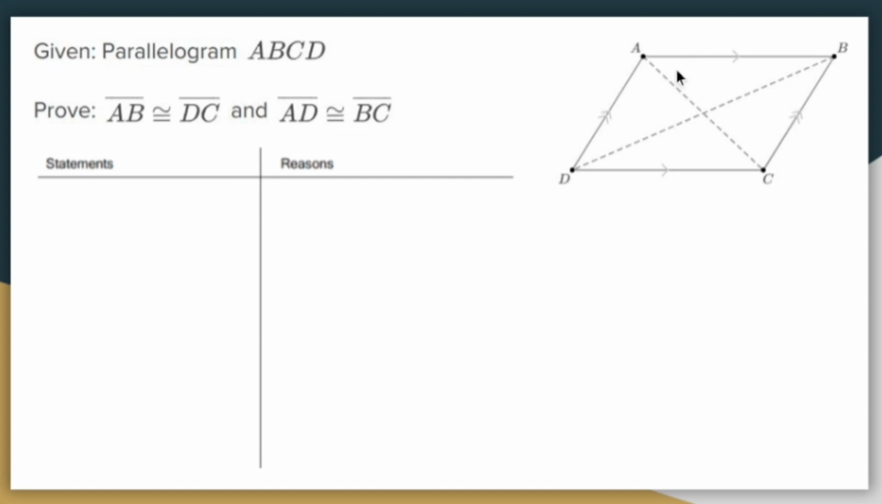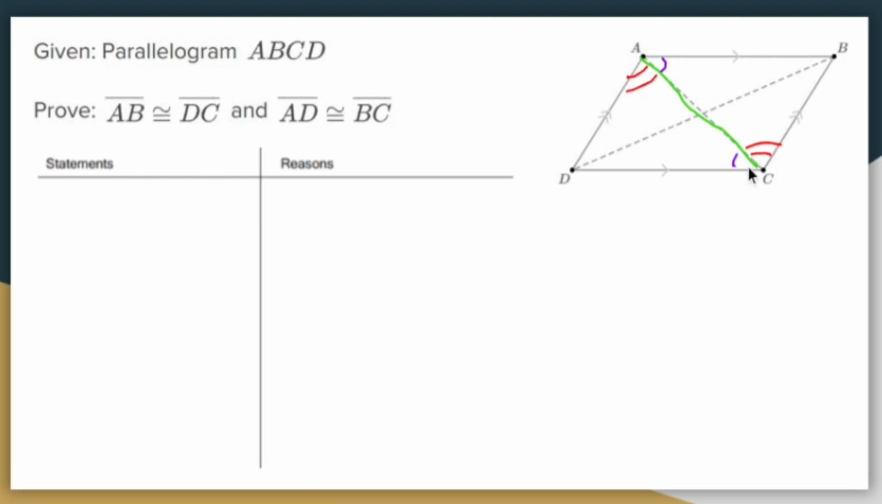And usually when they give you parallel information, you're thinking alternate interior angle thoughts. So I'm going to focus on AB and DC, and I'm going to say that these two guys are congruent because they're alternate interior angles. And I'm also going to say that these two guys are congruent for the same exact reason, alternate interior angles. Now, if I also say that AC is congruent to AC, then I have these two triangles are congruent to each other using ASA.